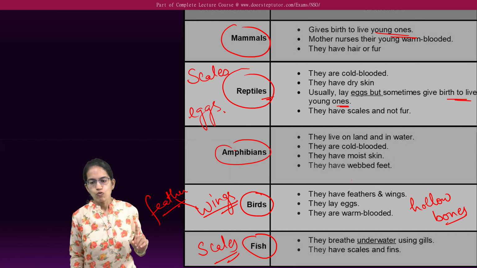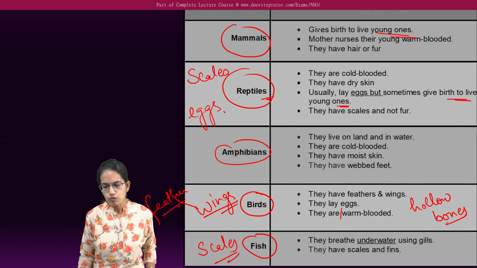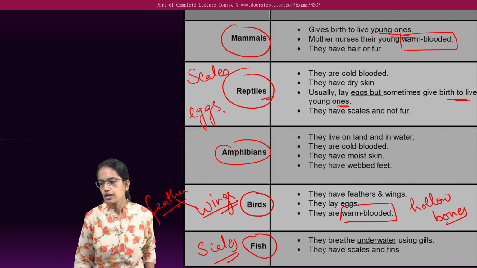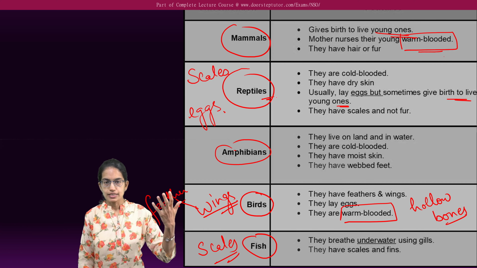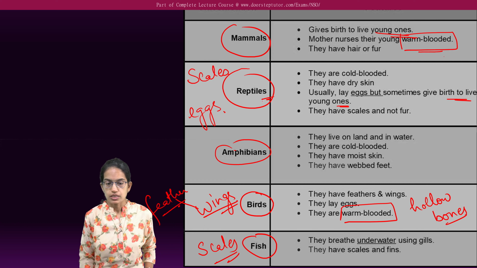Birds are warm-blooded. Now, which of them are warm-blooded? Birds and mammals are warm-blooded. That means they can adjust themselves to the temperature changing. Reptiles, amphibians and fishes are cold-blooded.